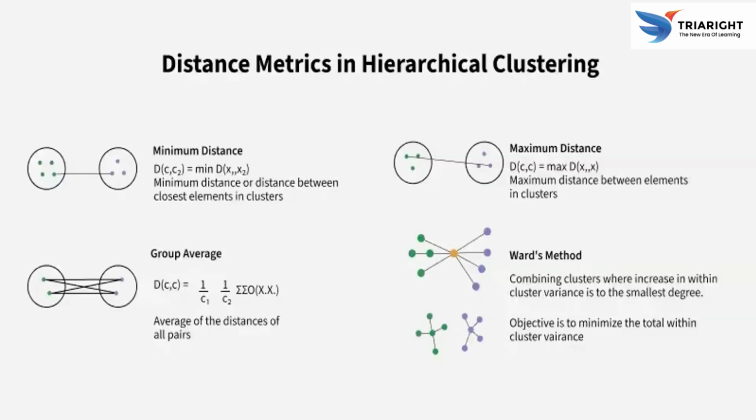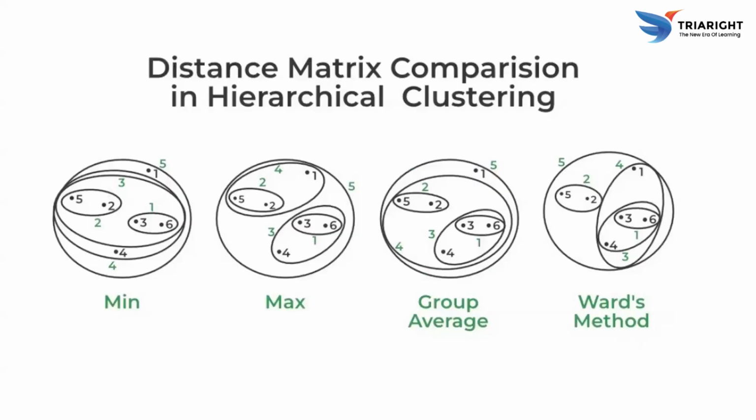So we have distance metrics in hierarchical clustering. We have minimum distance, group average, maximum distance, and Ward's method. These are the formulas we use for them. Minimum distance is the distance between the closest elements of the clusters, maximum distance is the distance between the farthest elements in the clusters, and group average is the average of the distances of all the pairs. Ward's method merges clusters such that the cluster variation increases to the smallest degree. The objective is to minimize the total within-cluster variance.